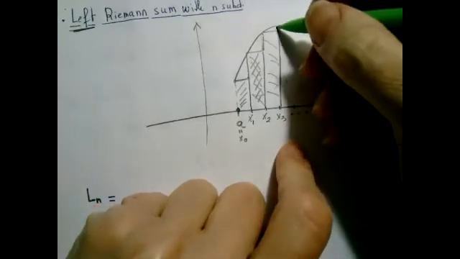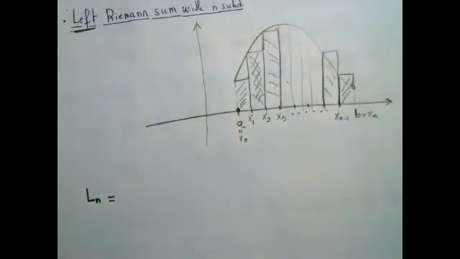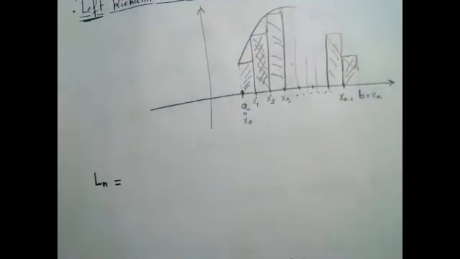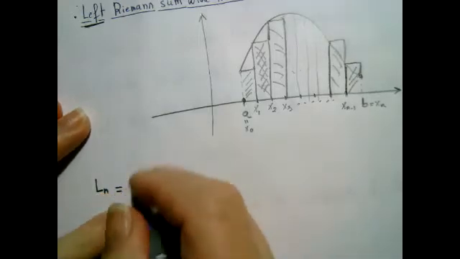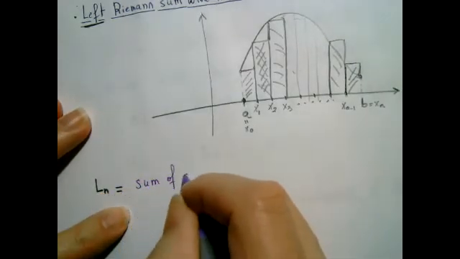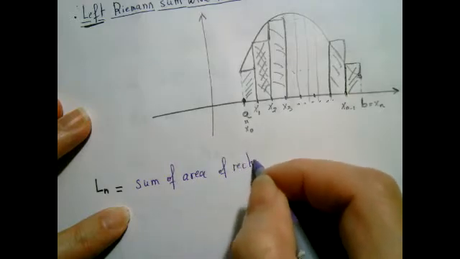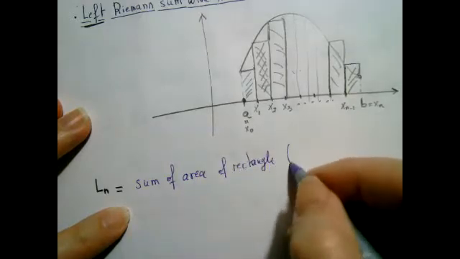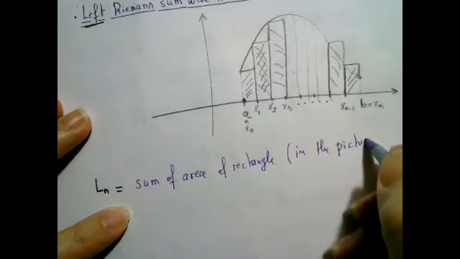And here also we're filling it, but I don't know how many. So we keep filling it, but I don't know how many because n is in general. Very good. Now, what is Ln? Ln is the sum of the area of the rectangles in the picture. Basically in the picture. That's the easiest way to explain it.